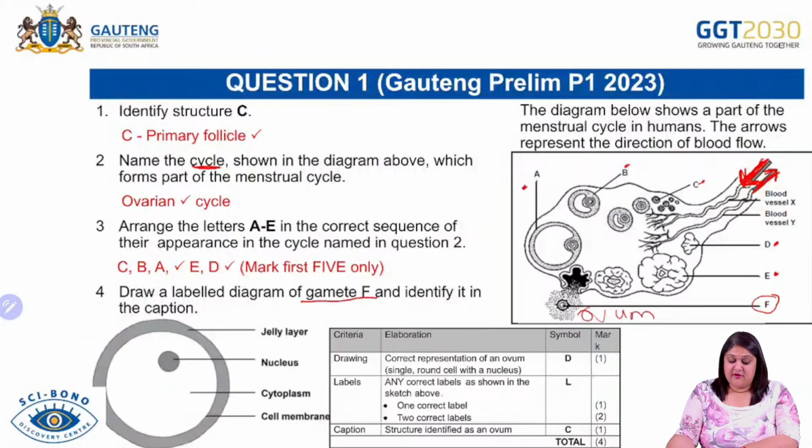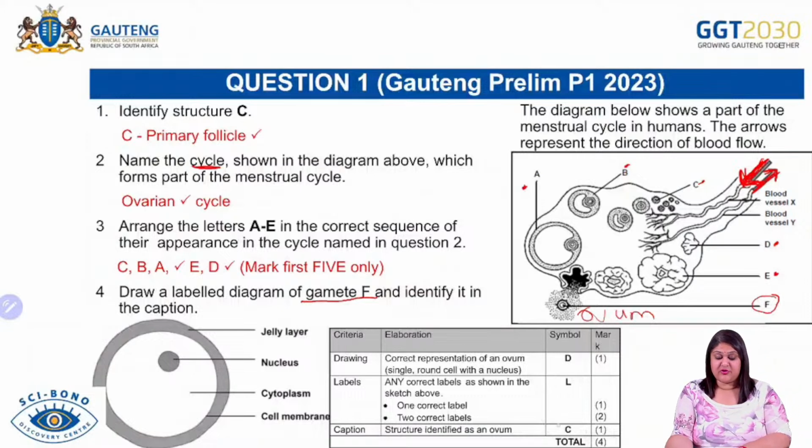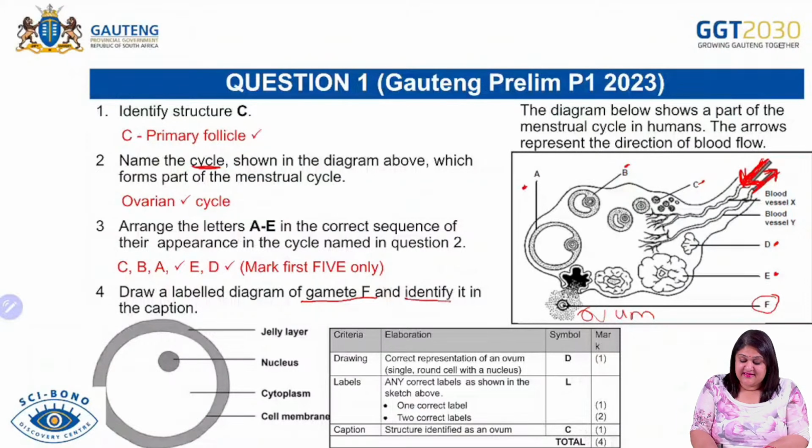Now let's look at the rubric. You get 1 mark for the drawing if it's the correct representation of an ovum. In other words, it must be single-celled, it must be round, and it must have a nucleus. If it doesn't have those things, then you can't get a mark for a drawing because then what is it? It's a circle. Okay? Some learners just drew a circle. Any correct labels as shown in the sketch above. Okay? So you get 2 marks for the labels, and then structure identified as an ovum in the caption. Okay, so you need it because they said identify it in the caption.